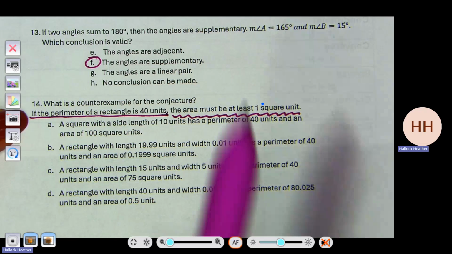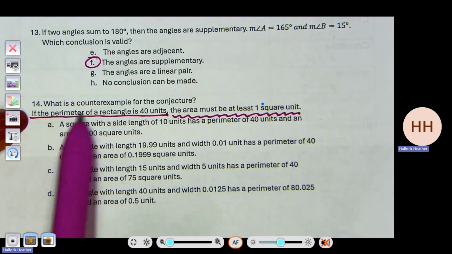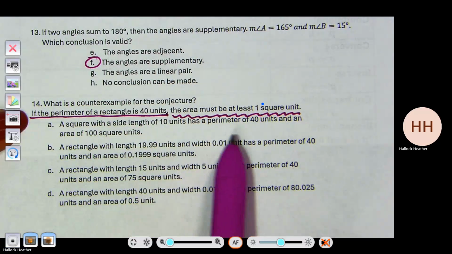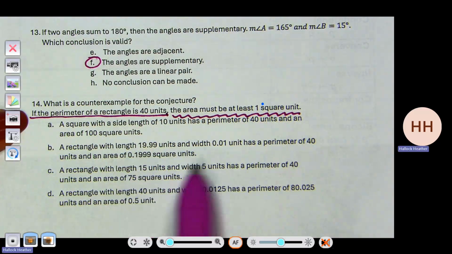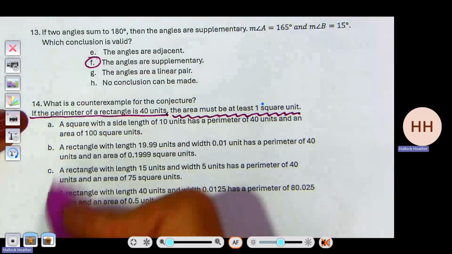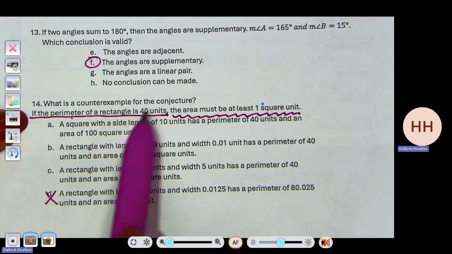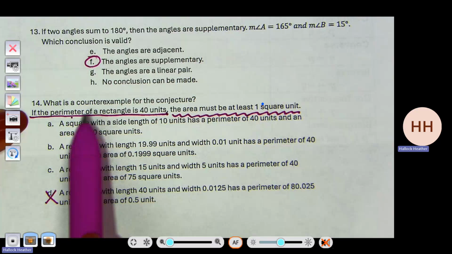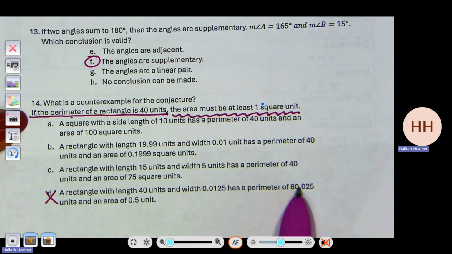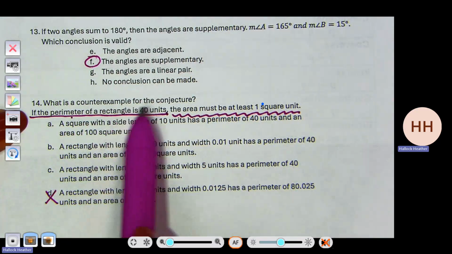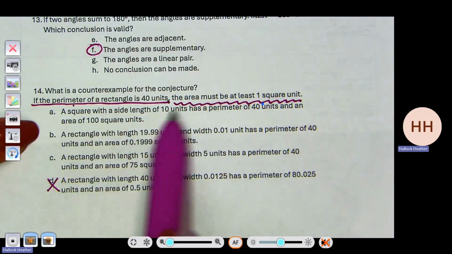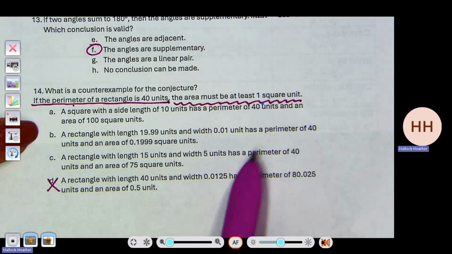Okay. So first thing we're going to look for is there an option that tells me that my perimeter is something else? Which one tells me my perimeter is something else? D says the perimeter is 80 point, blah, blah. This is out because they're saying if the perimeter of a rectangle is 40, it has to be 40. Okay. Then the area must be at least 1 unit. So they're telling me my perimeter is not 40. So this one's automatically out because I'm not comparing it to that. If my perimeter is 40, the area must be at least 1 square unit. So let me look at my areas because the rest of them say perimeter 40, perimeter 40, perimeter 40.